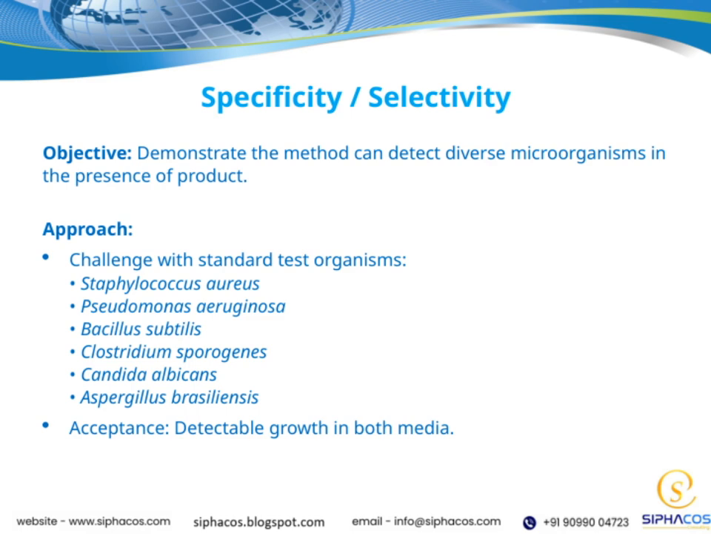This acceptance criterion is important because it confirms that our detection system is working properly across different conditions and sample types. Lastly, I want to highlight the importance of specificity and selectivity in this context. Essentially, we need our method to accurately identify these microorganisms without false positives or negatives, even in the presence of complex product matrices. Achieving high specificity and selectivity ensures that our detection is both accurate and reliable, which is key for quality control and safety assurance.